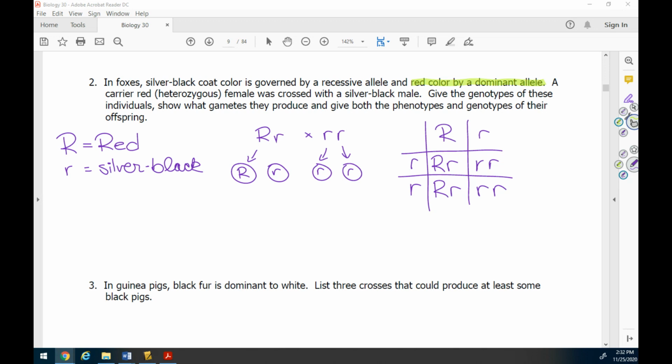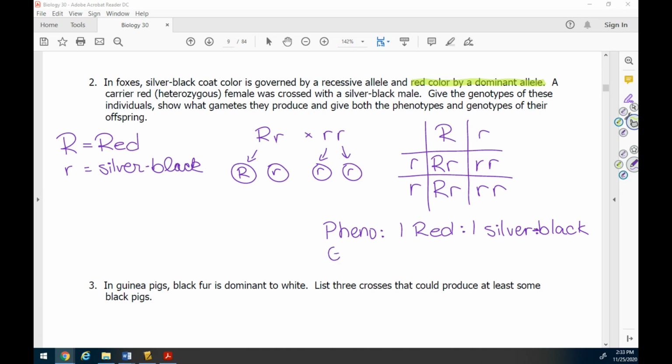So they say give both the phenotypes and genotypes of their offspring. Phenotypes, that's the word description. It is 1 red to 1 silver-black. It didn't say how to answer it, so if you had answered 50%, 50%, that is also okay.